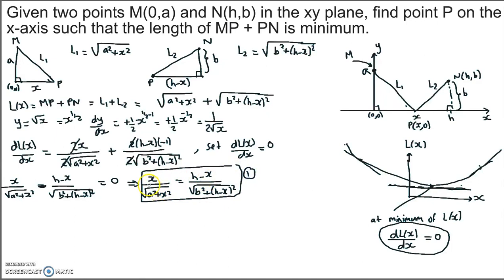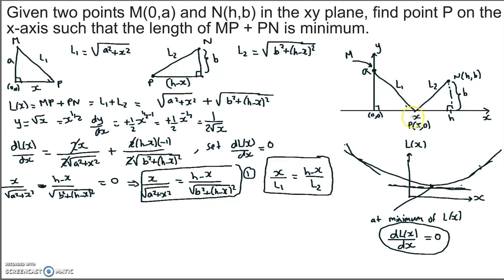Now, before we move on, x divided by the square root of a squared plus x squared, this square root is equal to L1. So equation 1 could have been written as x divided by L1 equals h minus x divided by L2. So this denominator here equals L2. So that's a different way of writing equation 1, and it has an important geometric property.